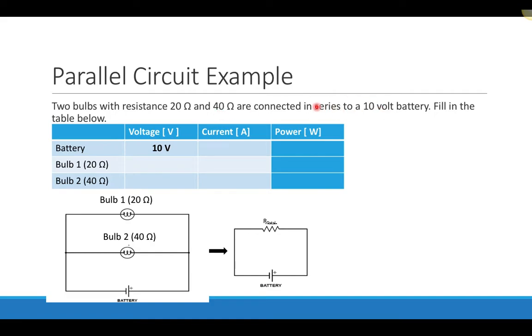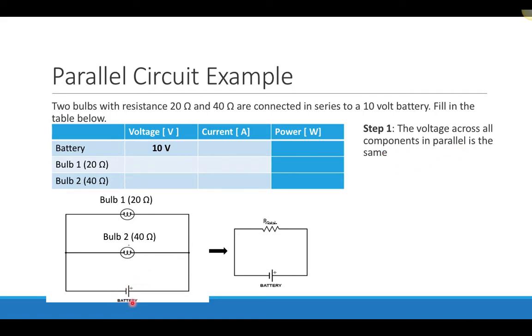This is supposed to say parallel, not series. That was a copy and paste error. So this is not series, this is parallel to a 10-volt battery. And we want to fill in the table below. So the very first thing that we realize is that they are connected in parallel. And when components are connected in parallel, the voltage across all the components in parallel is the same.